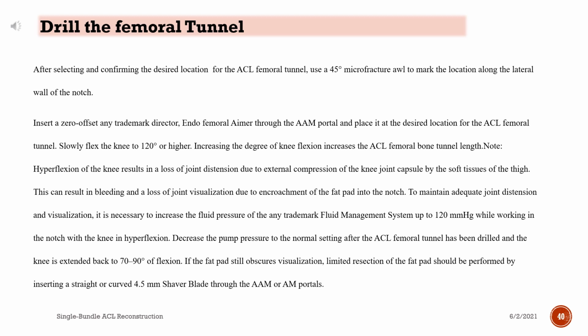If the fat pad still obscures visualization, limited resection of the fat pad should be performed by inserting a straight or curved 4.5 mm shaver blade through the AM portals.